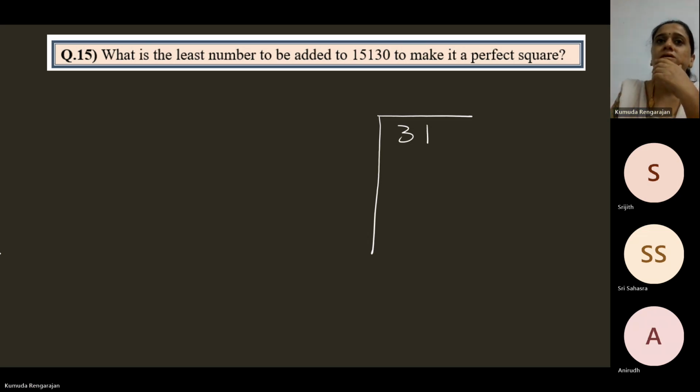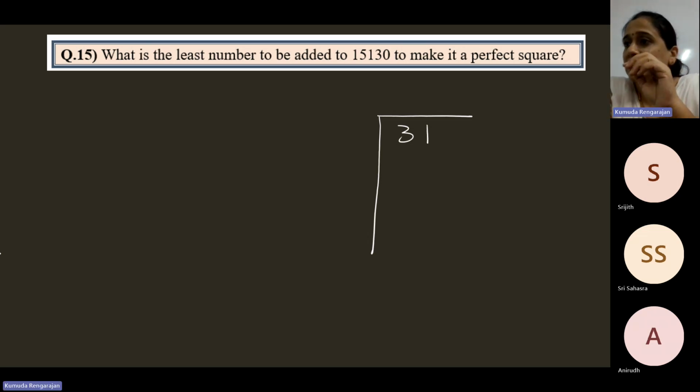So here, to find the least number to be added or subtracted, you should use the long division method. To find the least number by which it should be multiplied or divided, you should use the prime factorization method. Prime factorization for multiplication and division. Long division for addition, subtraction. Now look at this.